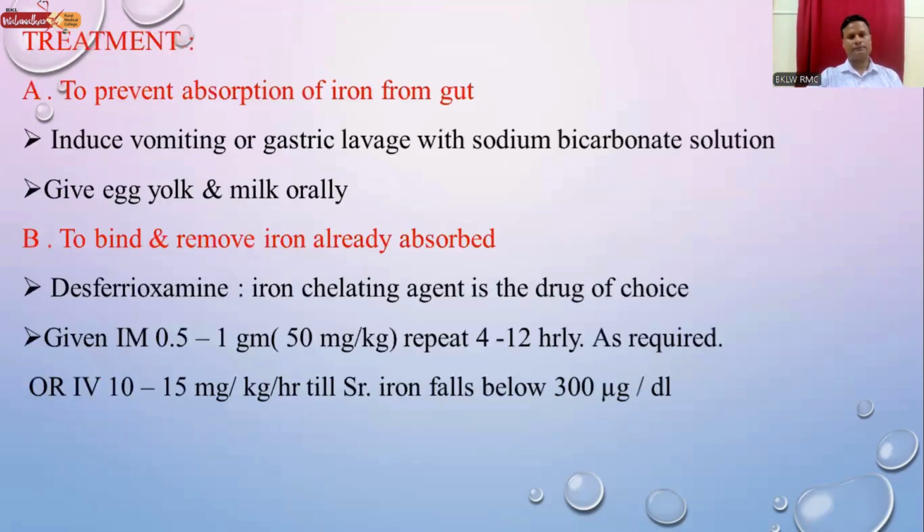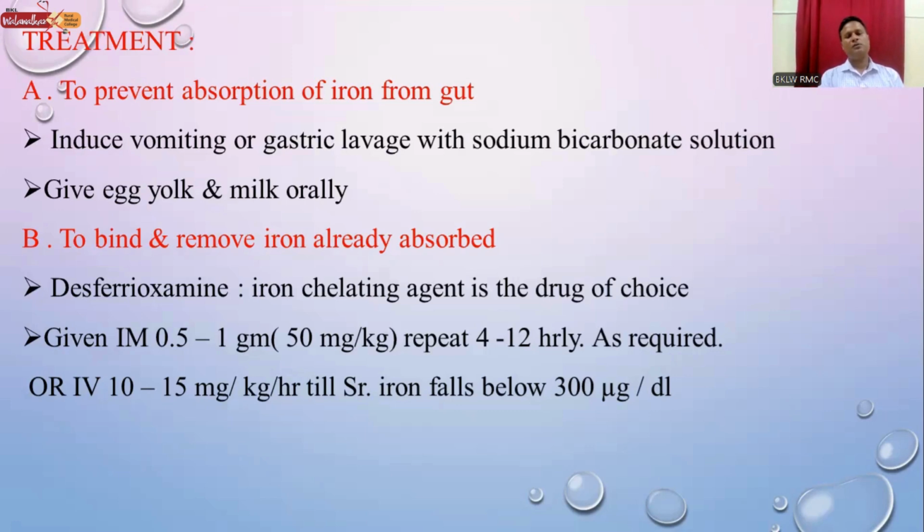Okay. Pathological findings present in acute iron poisoning are hemorrhage and inflammation in the gut, then hepatic necrosis and brain damage. Now, how to manage such acute iron poisoning? Management can be divided into three parts. First, to prevent absorption of iron from the gut. We can induce vomiting, or we can do gastric lavage to prevent further absorption of iron from the GIT. For gastric lavage, we use sodium bicarbonate because activated charcoal is not useful for absorbing iron. We can also give egg yolk and milk to prevent further absorption of iron from the GIT.